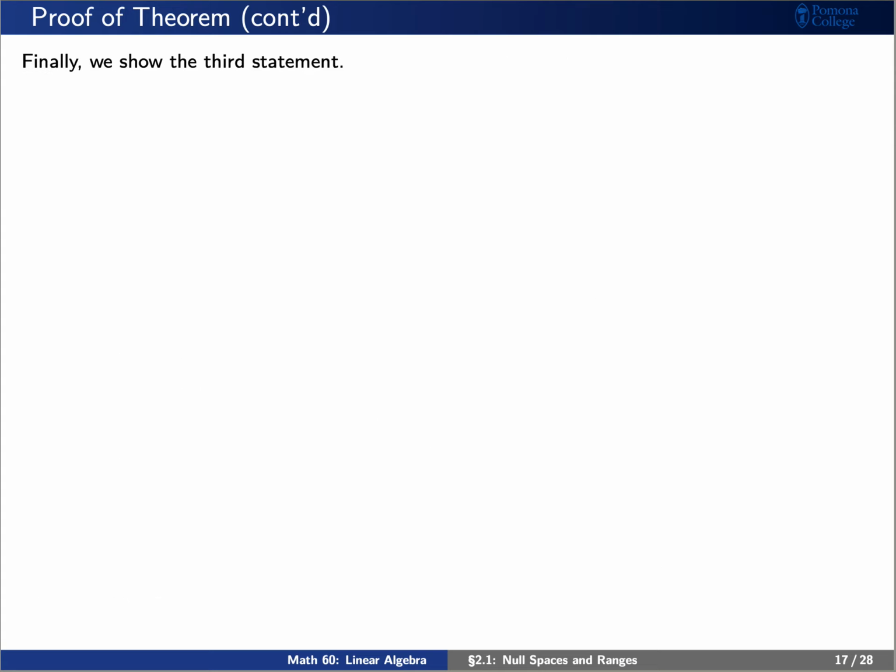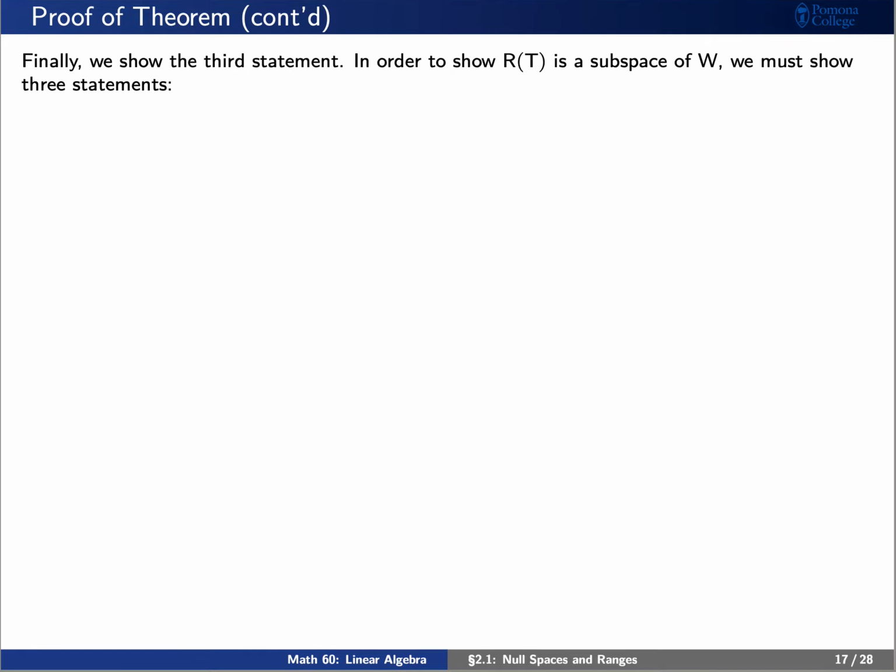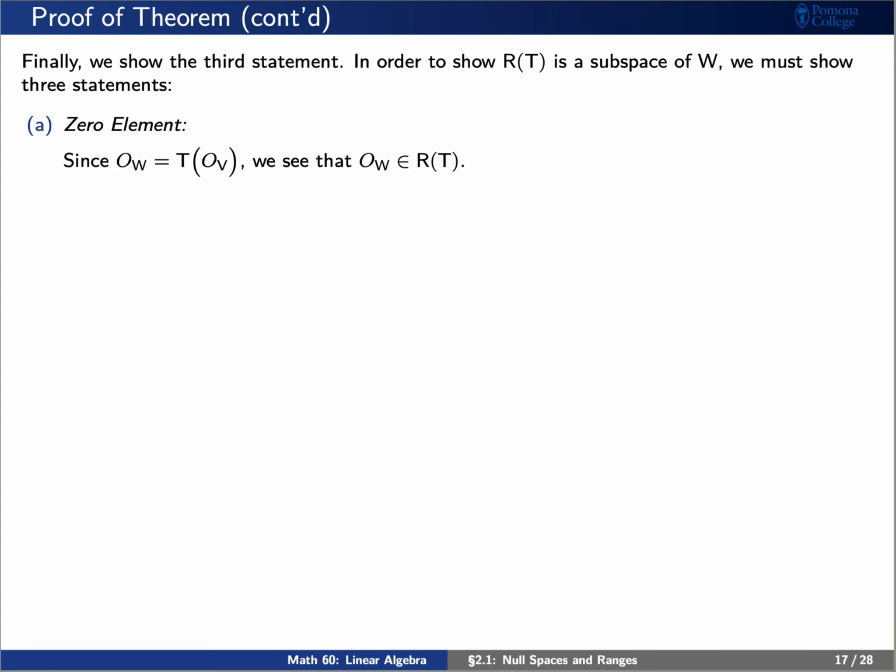We now show the third statement, that is, some statements about the range of T. In order to show that the range is a subspace, just like before, we must show three statements. First, we'll show that the 0 element exists in the range. Well, the 0 element is the image of the 0 element of V, so the 0 element of W must be in the range of T.